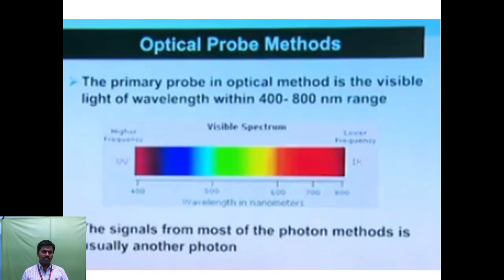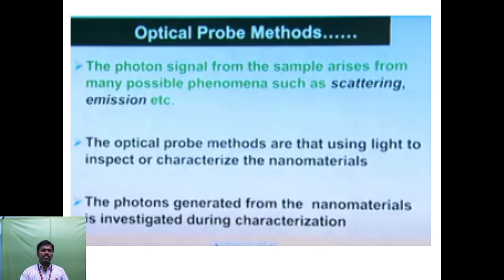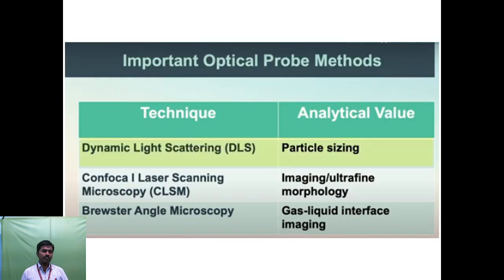The primary probe in the optical method is visible light of wavelength 400 to 800 nanometers. The signal from most photon methods is usually another photon. The photon signal from the sample arises from many possible phenomena such as scattering and emission. The optical probe methods use light to inspect or characterize the nanomaterial. The photons generated from the nanomaterial are investigated during characterization.